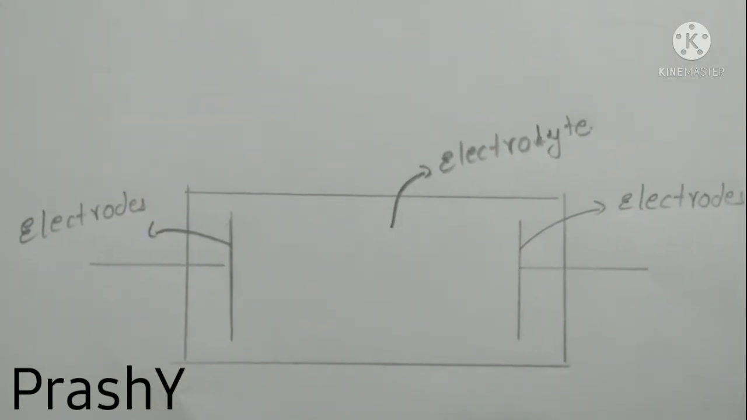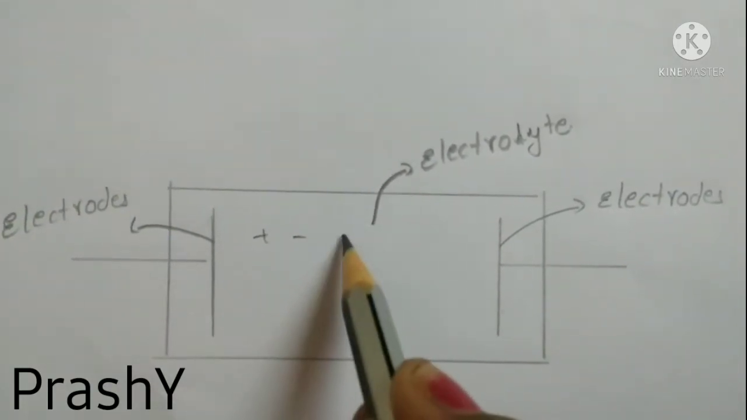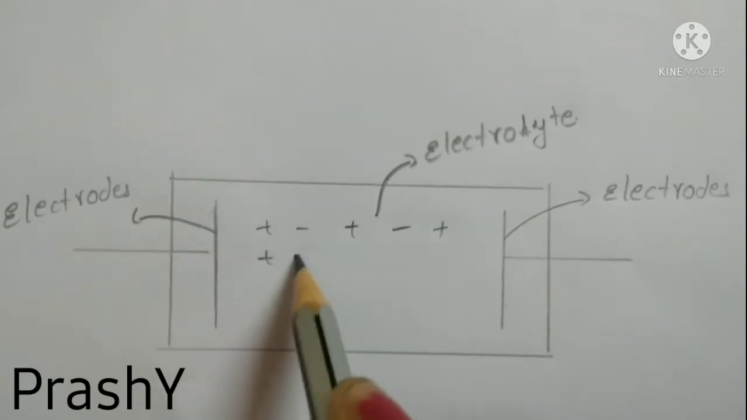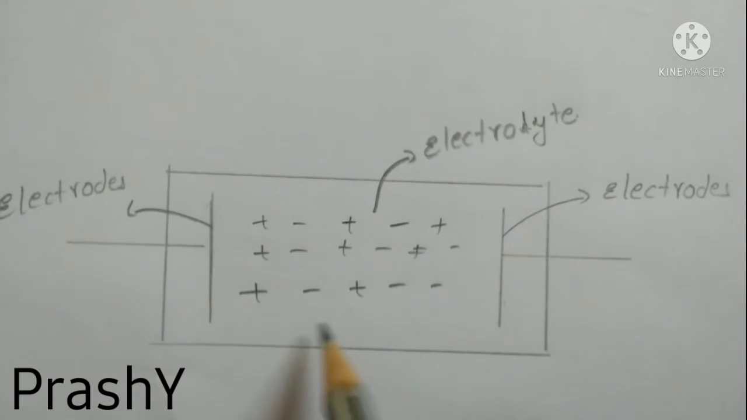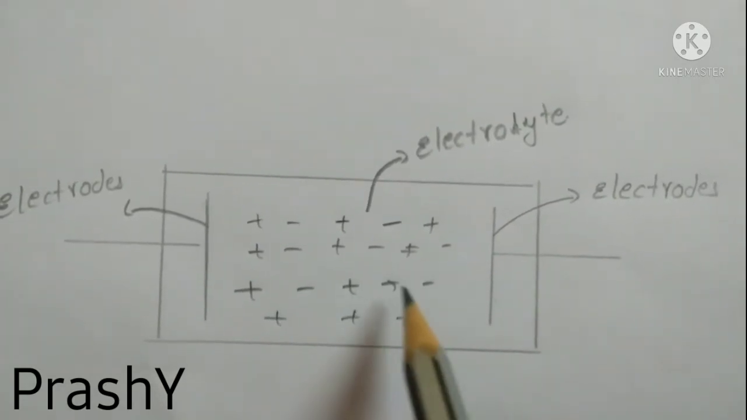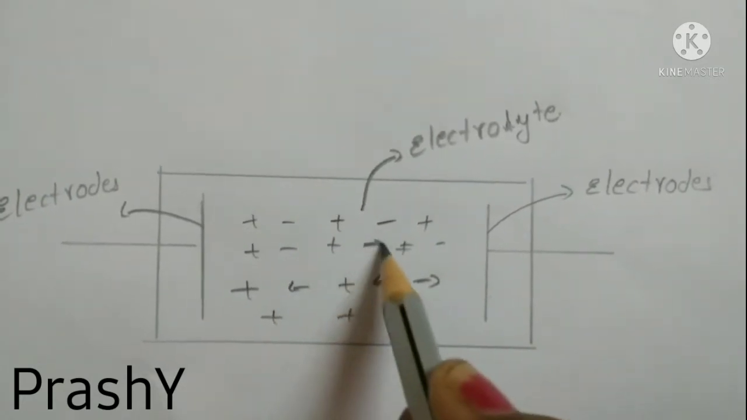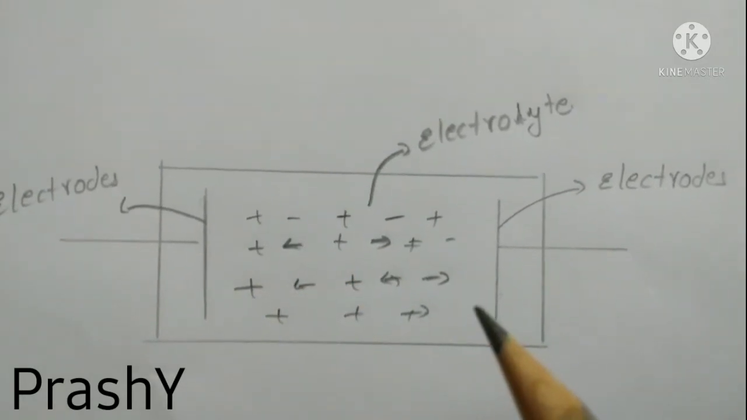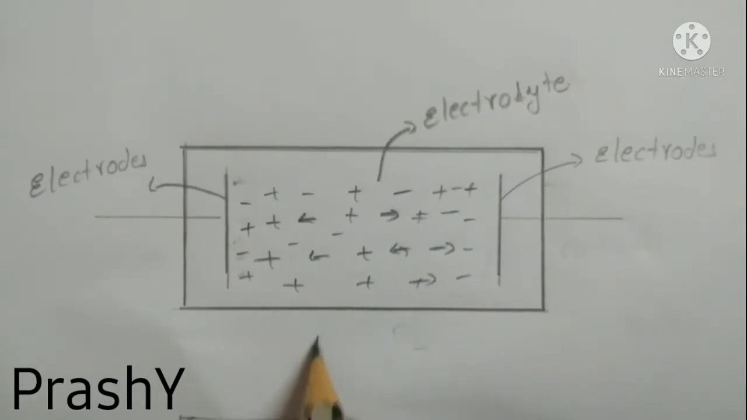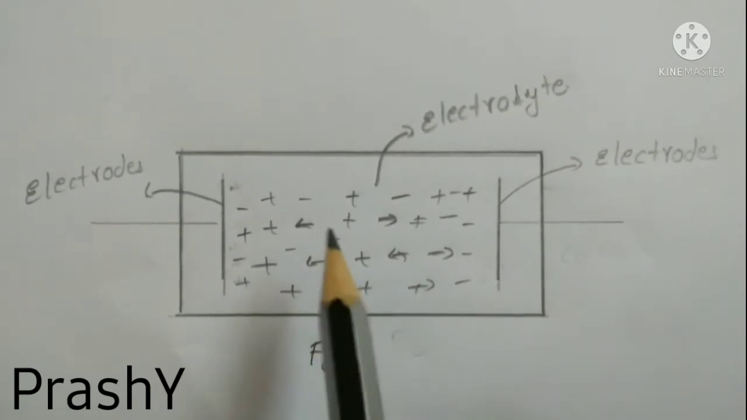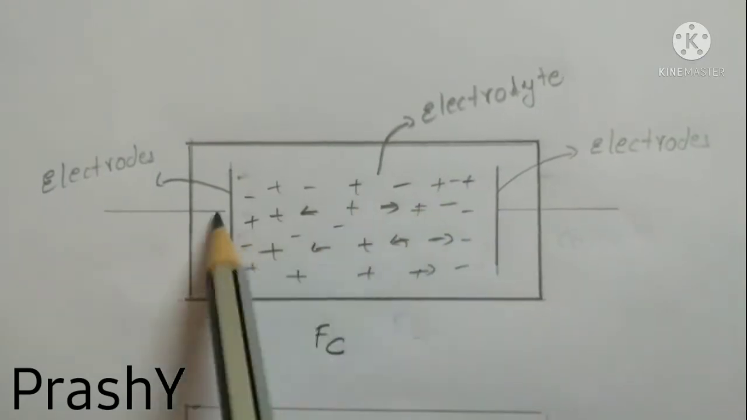This electrolyte consists of positive and negative ions. These positive and negative ions move in opposite direction. This electrolyte exerts a certain force called Fc on these ions. This force makes the ions accumulate separately on opposite plates.